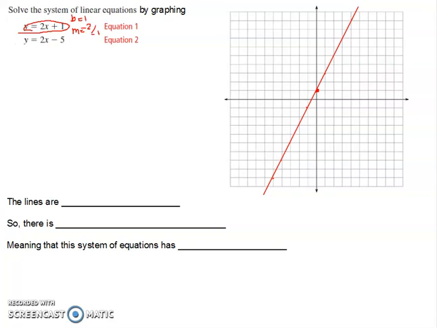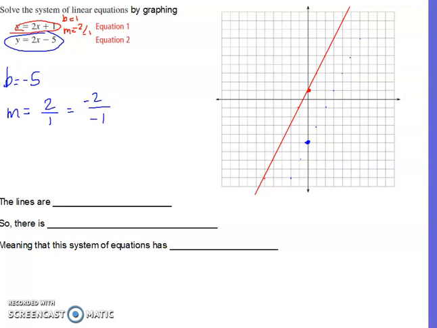And then I move on to my second equation, which I will do in blue. I've got a b value of negative 5 and a slope again of 2, or 2 over 1, which is the same as negative 2 divided by negative 1. So a b value of negative 5 would be here, and then a slope of 2 over 1 means up 2, right 1, and down 2, left 1. And connecting these dots, my line looks something like this.